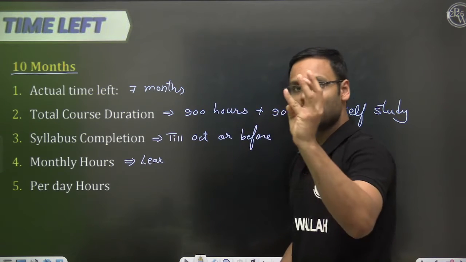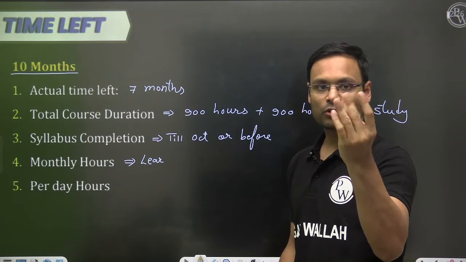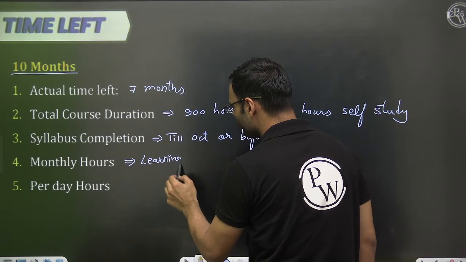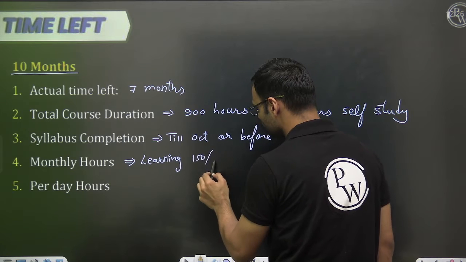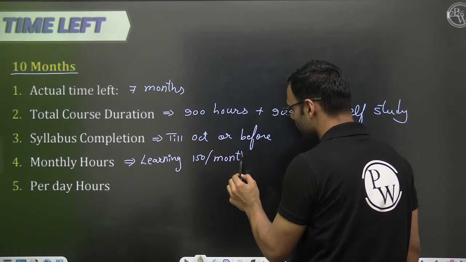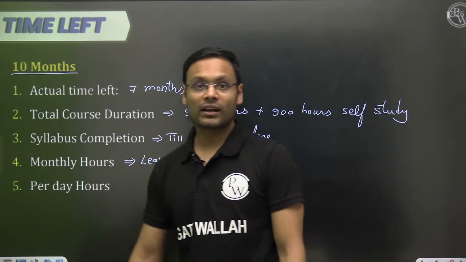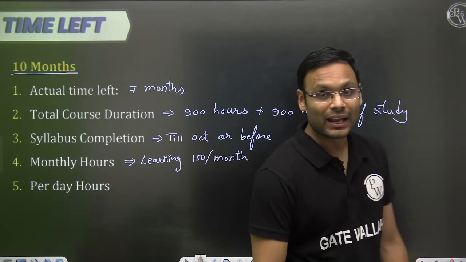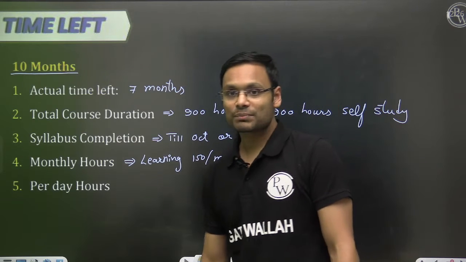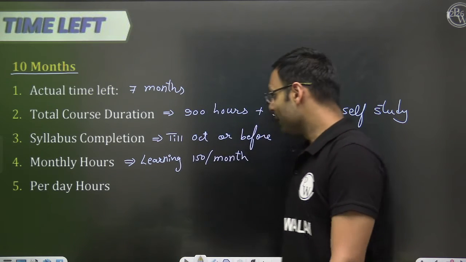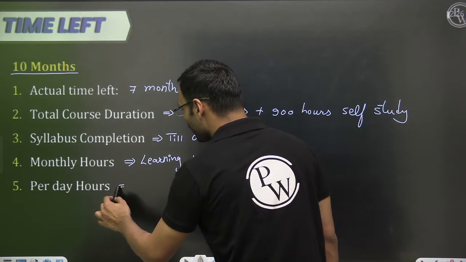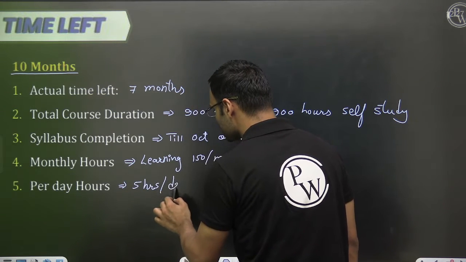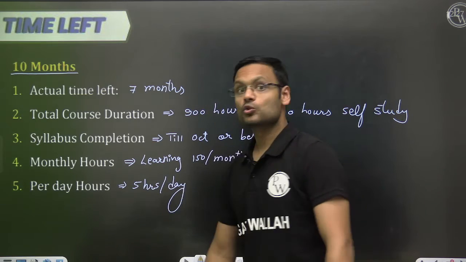So you'll be having April, May, June, July, August, September and October. I am saying 5 months, no, 6 months. For learning itself, 150 hours per month you'll have to spend. Only learning means watching the lectures. 150 hours a month means daily 5 hours a day. Now this is certainly not so tough.